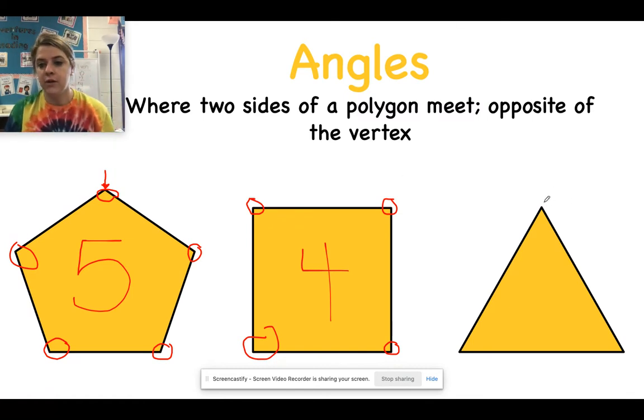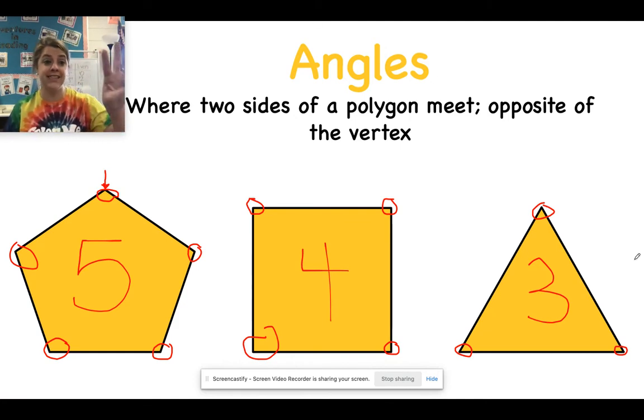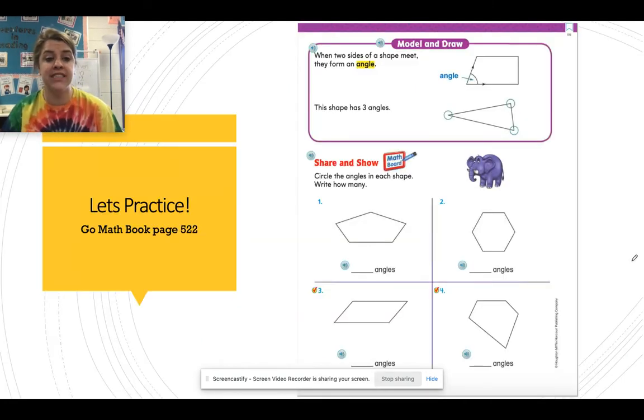What about this one? We have 1, 2, 3. 3 angles. What is the polygon's name that has 3 angles? It's a triangle. It's literally in its name because remember yesterday we talked about tri means 3 and angle means angles. So a triangle has 3 angles. Isn't that cool?